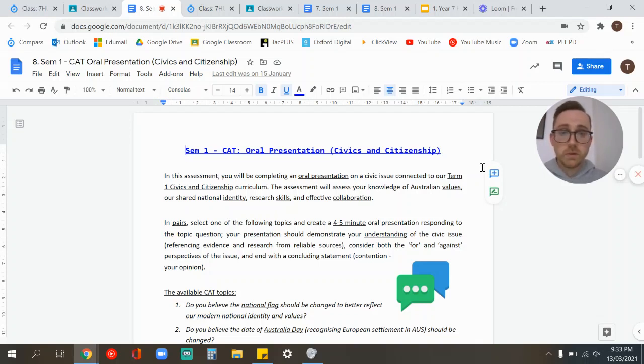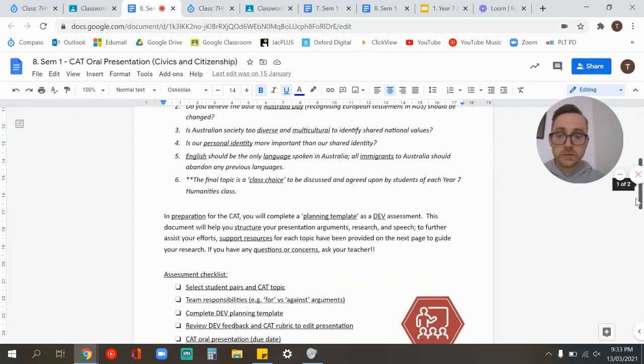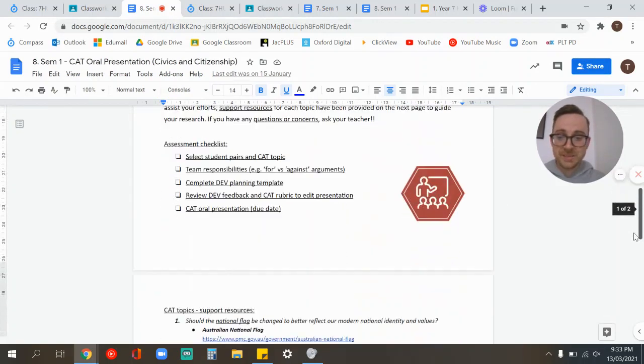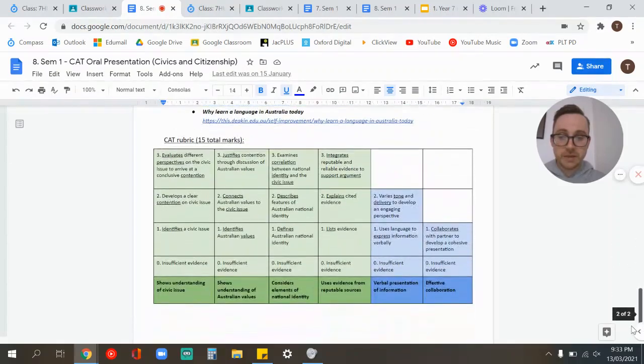I thought I'd just give you a bit of advice, though, after seeing a few students, more than a few, struggle during the dev task. So yeah, make sure you guys are reading the CAT instructions very, very carefully. Make sure you understand your CAT topics. Make sure you are obviously checking your CAT rubric.